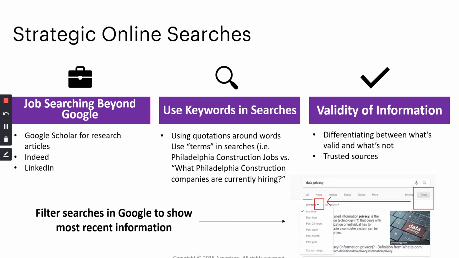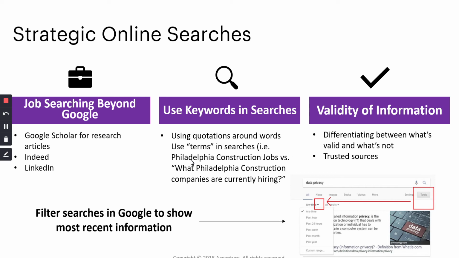So if you're looking for a construction job within Philly, saying Philadelphia construction jobs would be better than saying what Philadelphia construction companies are currently hiring. The shorter the search term is, the better. When there are a lot of words, like in this question, it tends to generate less specific results. So being able to narrow it down like that is a lot better.